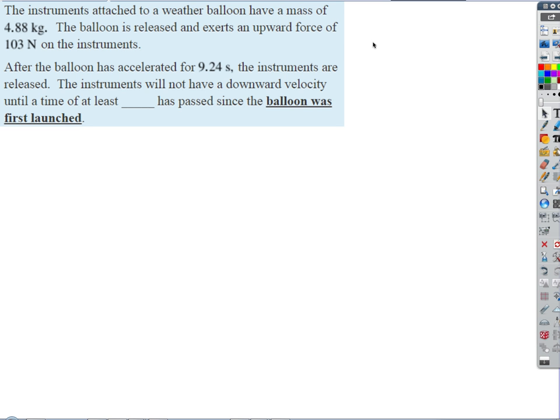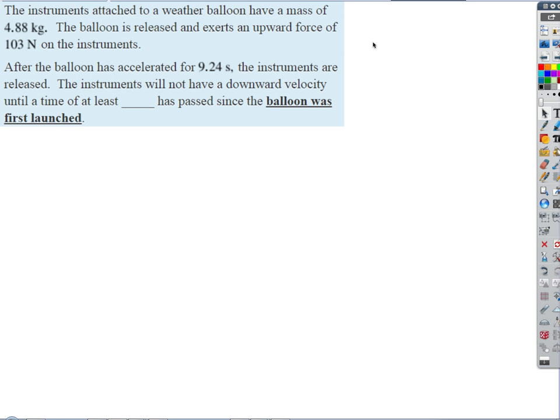The instruments will not have a downward velocity until a time of at least blank has passed since the balloon was first launched. Okay? Now, that's an awkward way of stating this maybe, but I took this from a physics book. I can't remember, this might have been our book, I can't remember which one. The instruments will not have a downward velocity until a time of at least blank. Well, what's going to be the threshold for when the instruments begin having a downward velocity?